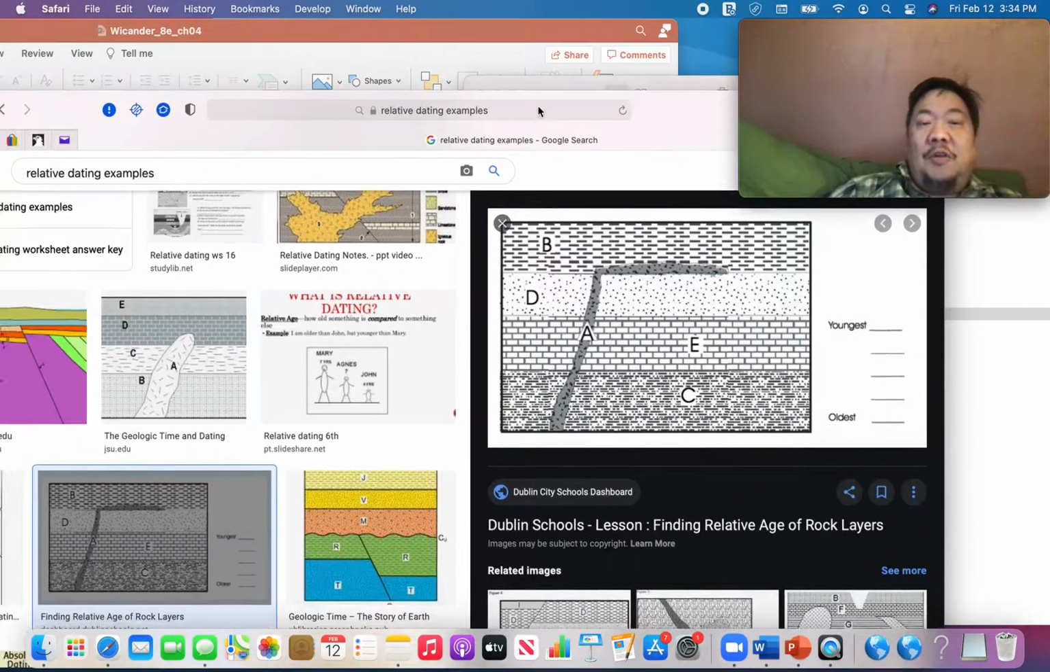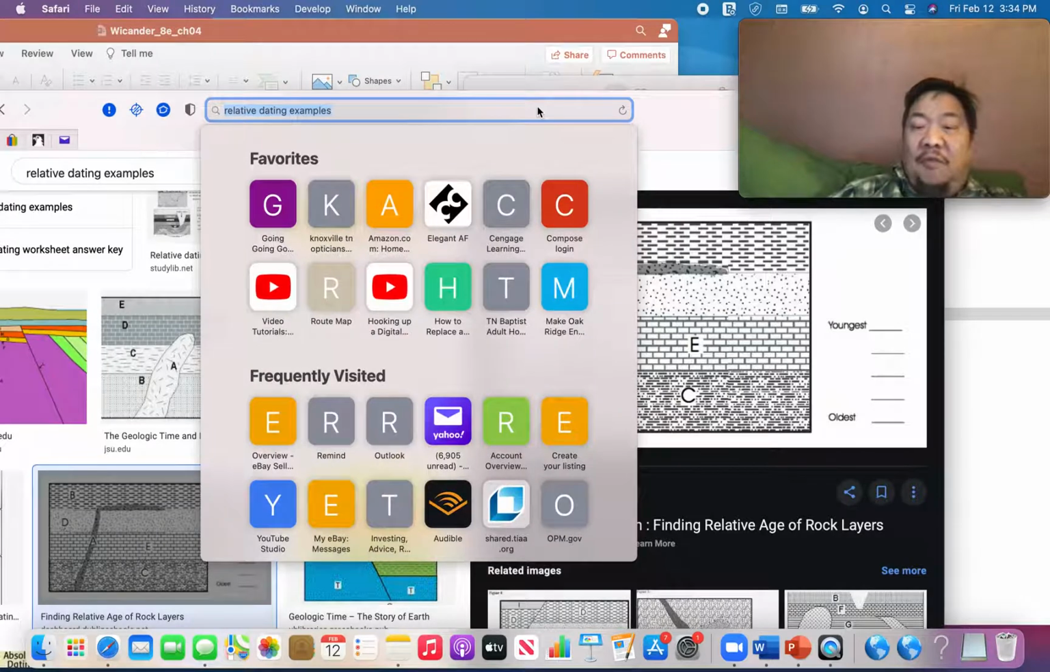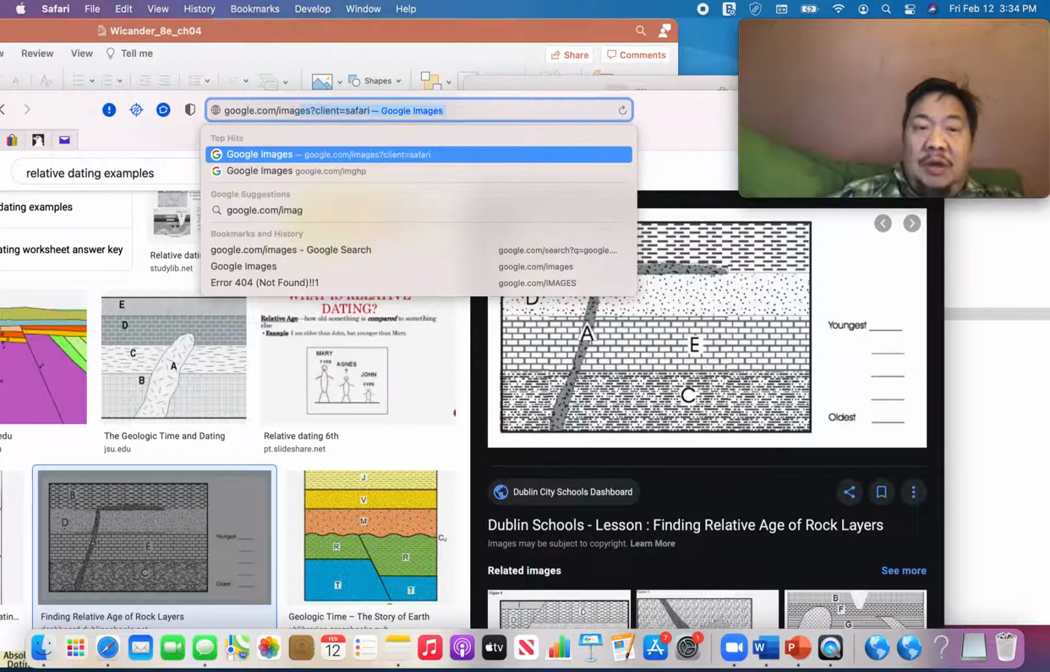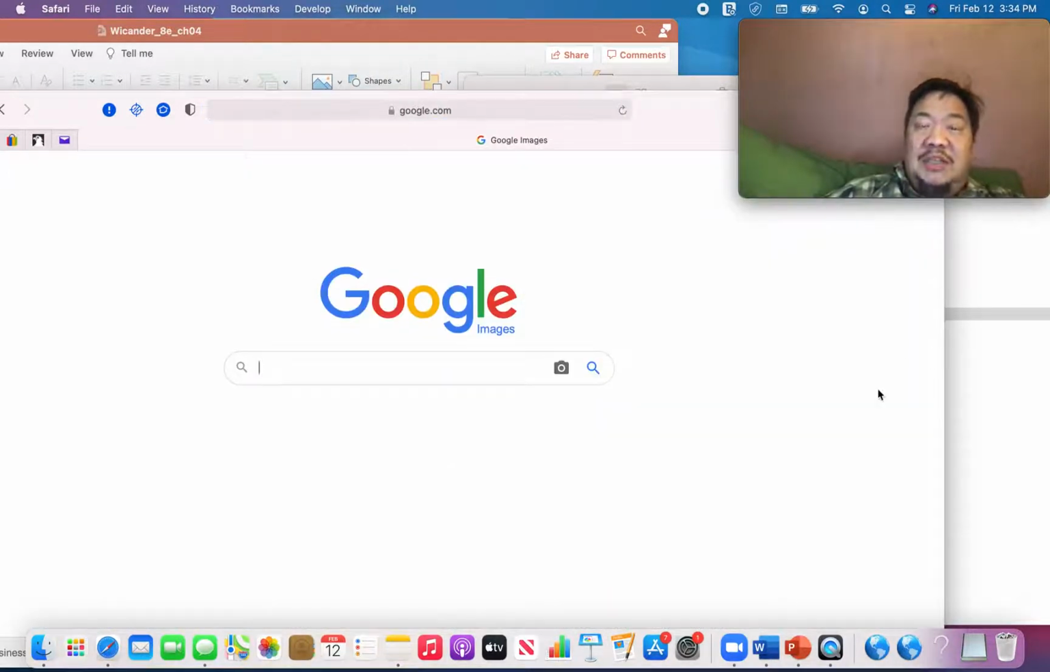In order to go further, we must know what an unconformity is. And we talked about it before in a previous video. An unconformity is missing geologic time.